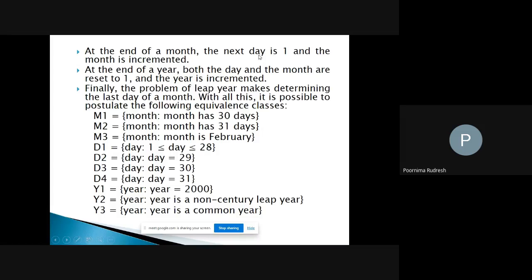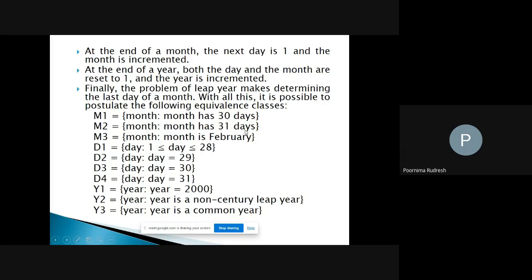Next, here it is defined, right? At the end of a month, the next day is 1 and the month is incremented, and at the end of the year, the year is incremented and the month is reset to 1. And the leap year makes determining the last day of the month harder. So whenever the leap year occurs, we have to check for the February month whether 28 days or 29 days are there. So first we'll check whether it is a leap year or not. If it is a leap year, then we have to consider 29 days for the February month. So here three conditions are defined: for the month which is having 30 days, the other one is a month which is having 31 days, and the month where it is February.